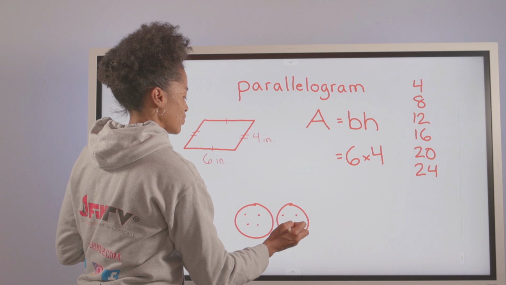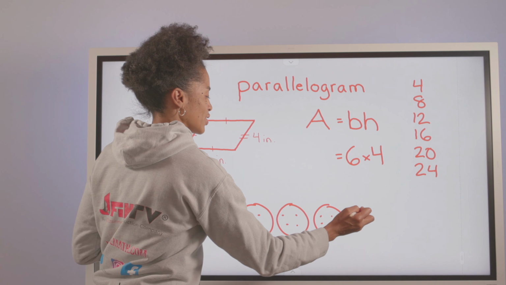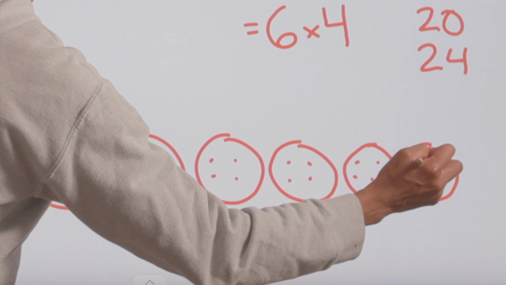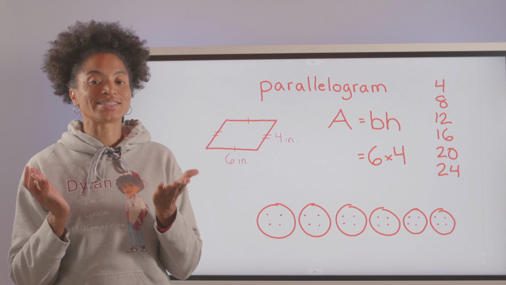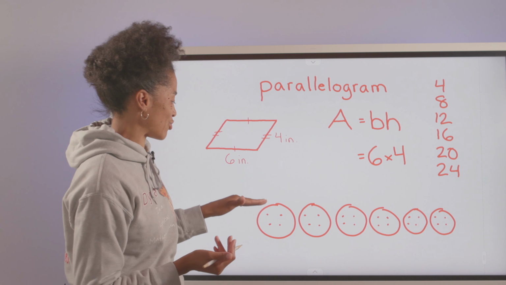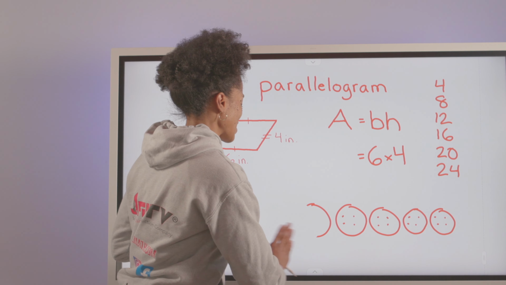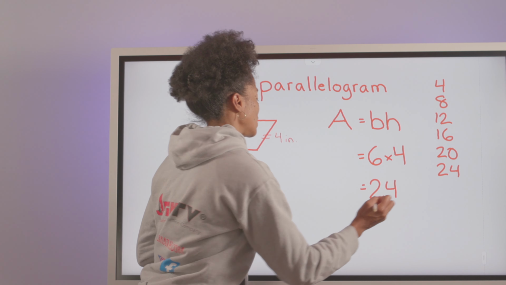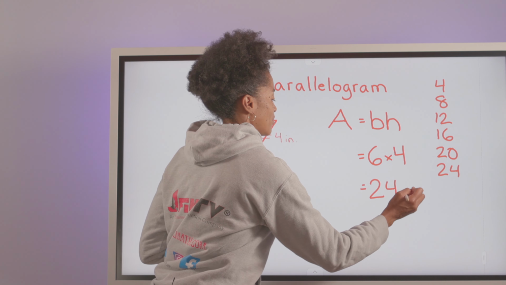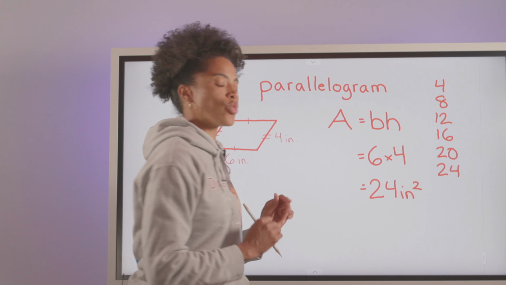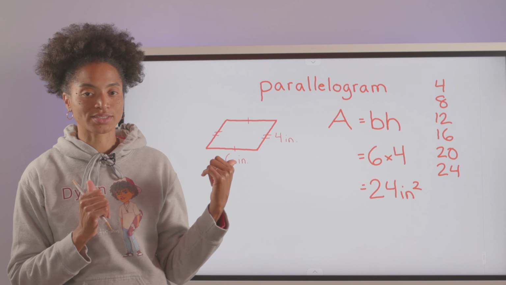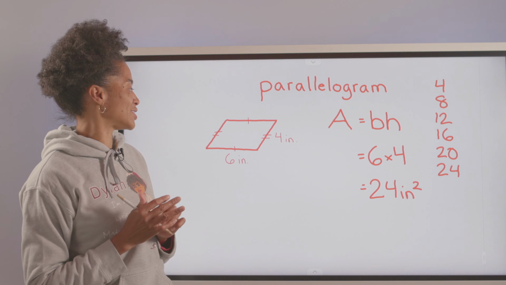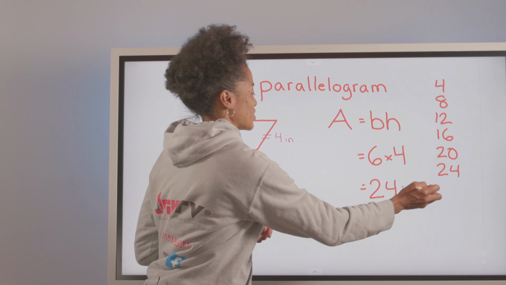Or you could do it like this. 1 group of 4, 2 groups of 4, 3 groups of 4. 4 groups of 4, 5 groups of 4, and 6 groups of 4. We can still get to the answer 24 if we add all of these dots together. So our answer is 24. We need to write inches, and we're going to square it. How would we read this answer? 24 squared inches. So our area for this parallelogram is 24 squared inches.